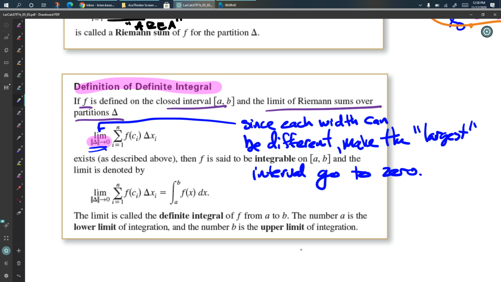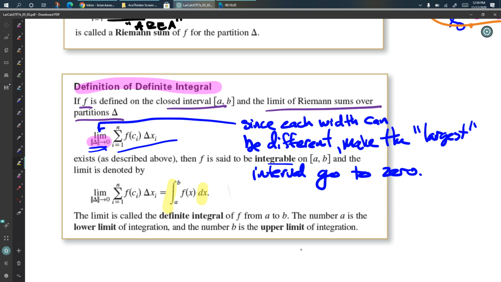Right? And then if that limit exists, then we say that the function f is said to be integrable on the interval, and we have a shorthand notation. That shorthand notation is called the definite integral. It defines the function. It defines where you start, that left-hand edge. It defines where you stop, the right-hand edge. And then it has the integral symbol that we learned in the indefinite integration section, which should kind of lead you to where this is heading in a minute.